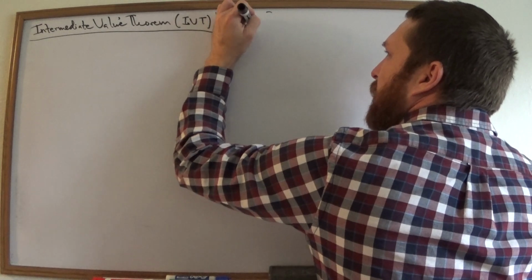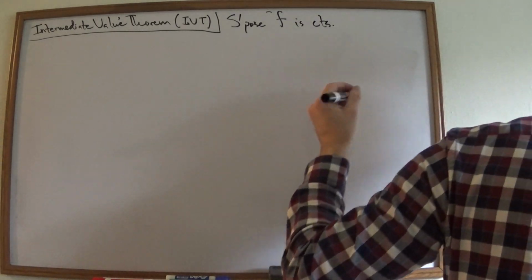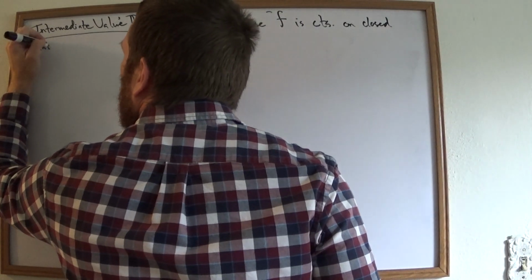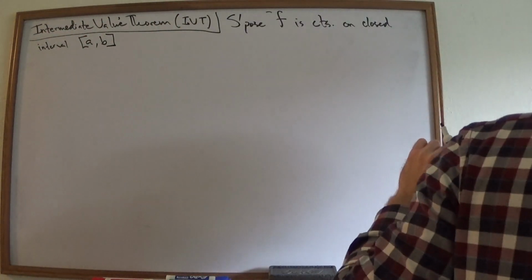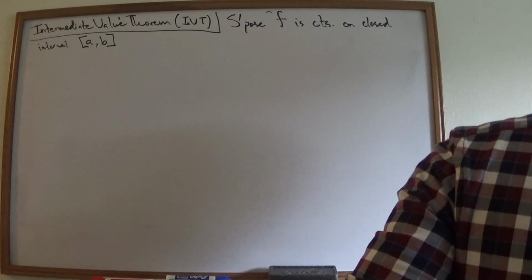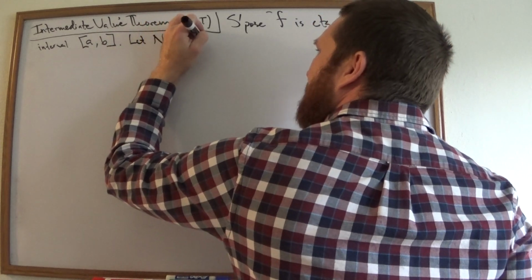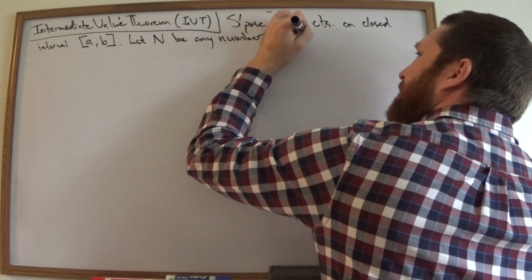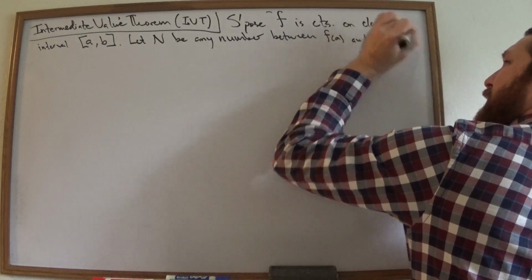Suppose f is continuous on the closed interval A to B. It might be continuous further out, that's fine, but right now we're just concerned with the closed interval A to B. Now, let n be any number between f of A and f of B.